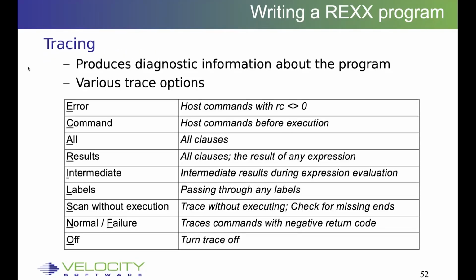Tracing produces diagnostic information about the program. There are a number of different trace points available to the program. What I typically use is the intermediate trace, because that produces a lot of detail, especially if your program is doing a lot of looping and looking at values. If I need to trace, I will typically use immediate.